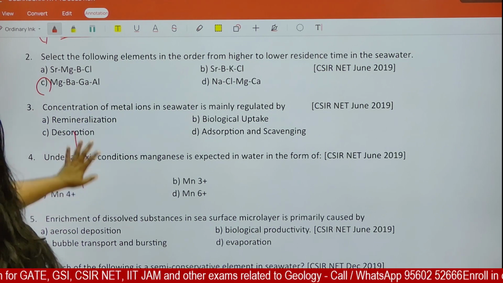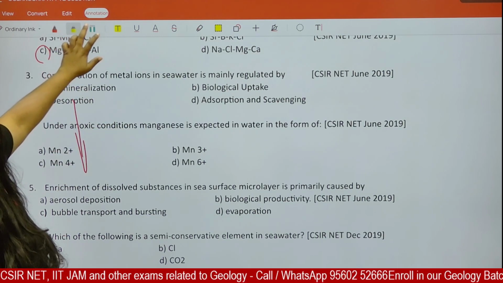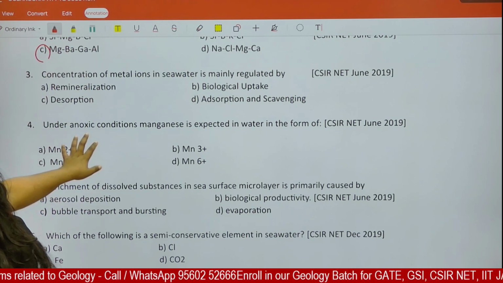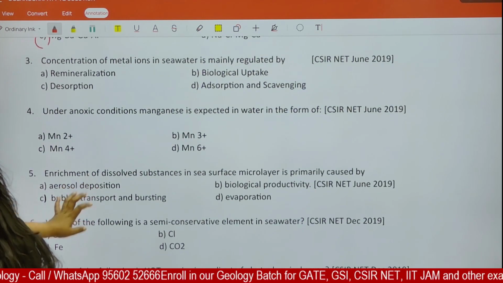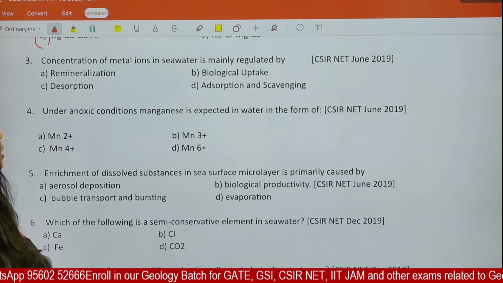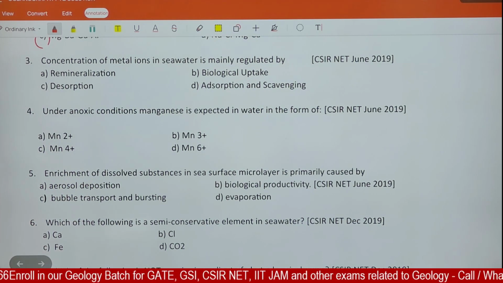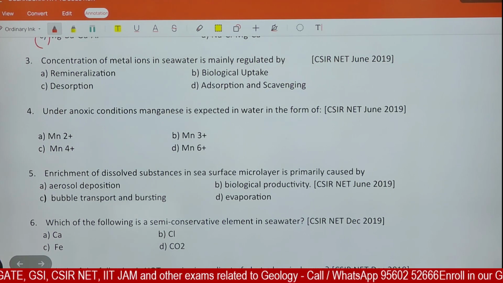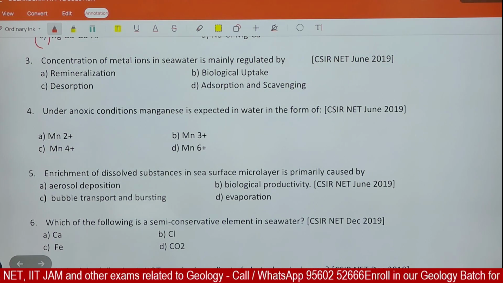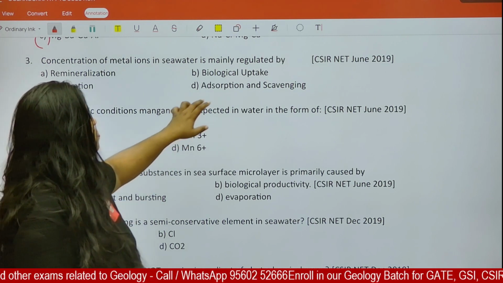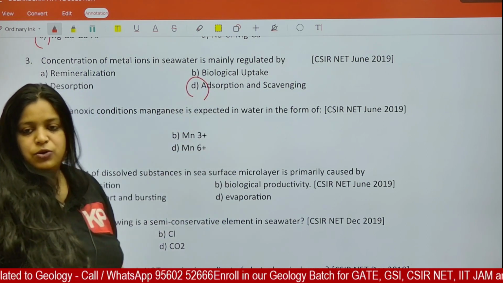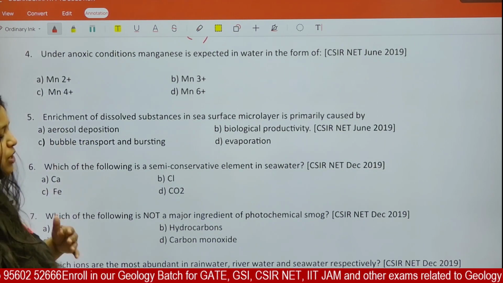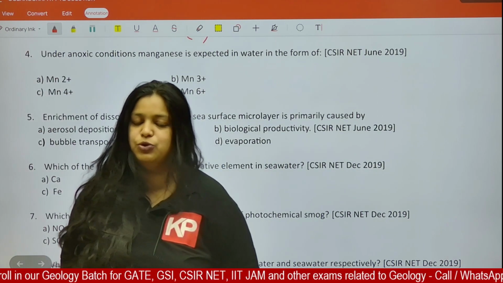Now moving on to the next one, that is, the concentration of metal ions in seawater is mainly regulated by remineralization, biological uptake, desorption and absorption, and scavenging. So the answer to this question is actually option D, absorption and scavenging. This will be discussed in our classes, and the explanations will be provided to you.